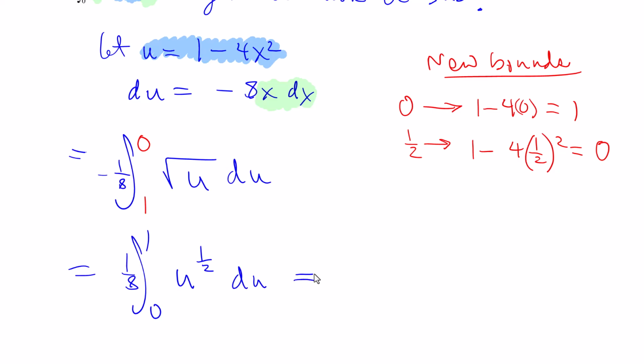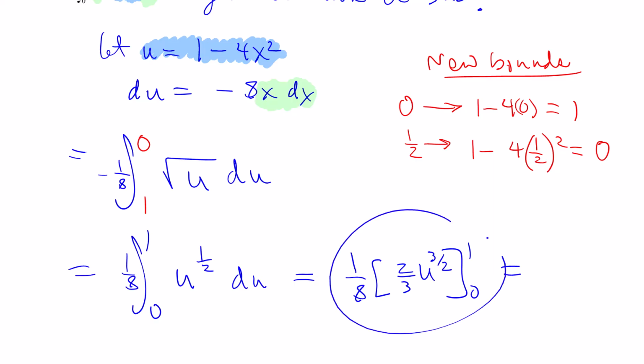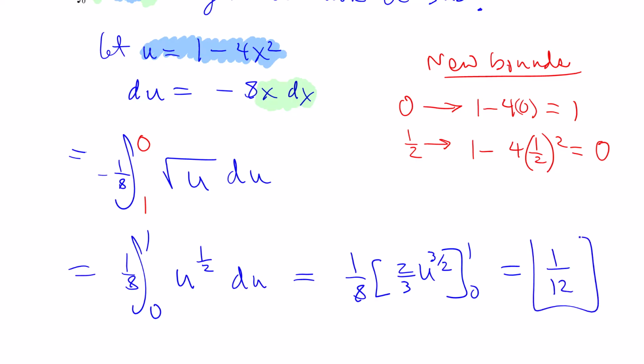If we now do our antiderivative, this will become 1/8 times 2/3 u to the 3/2. There's the antiderivative of u to the 1/2. But we want this evaluated in our new bounds, so from 0 to 1. Go ahead and do the algebra on that, not too much trouble to do. Plug in 1 first and then plug in 0. Pretty easily turns into, I think you should get 1/12.